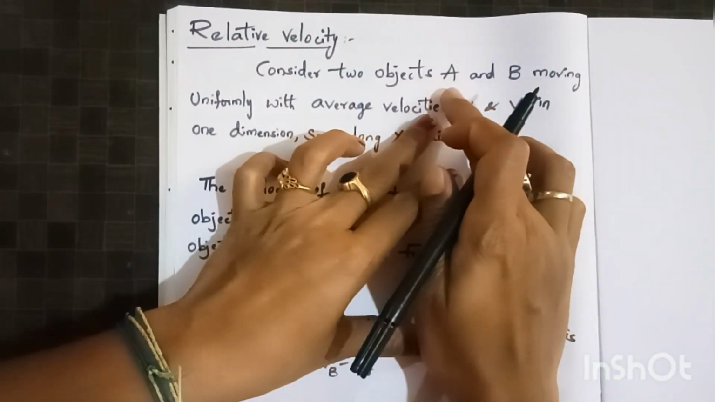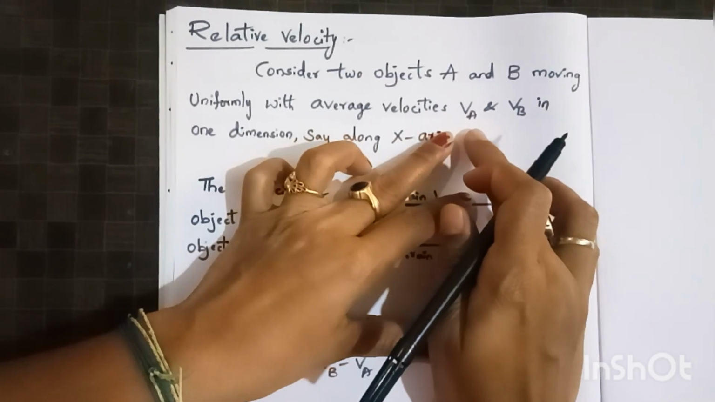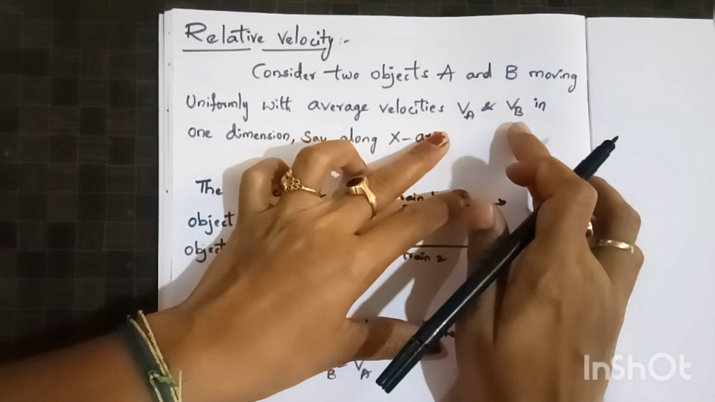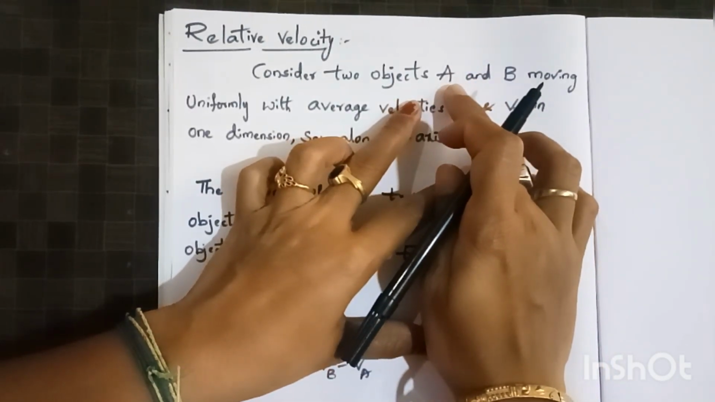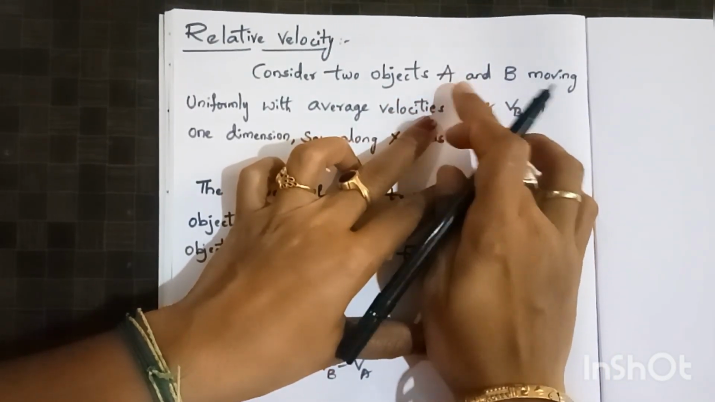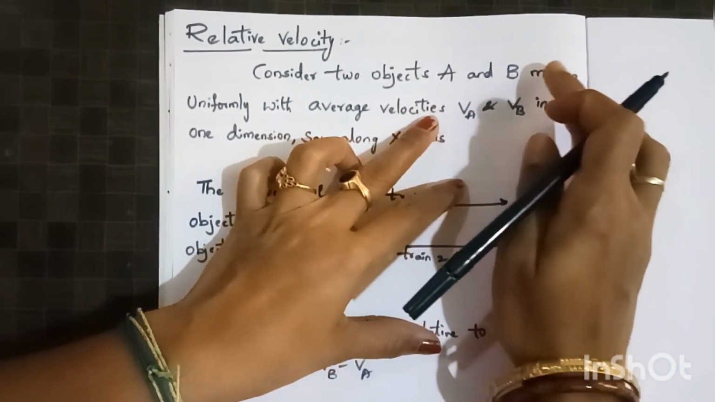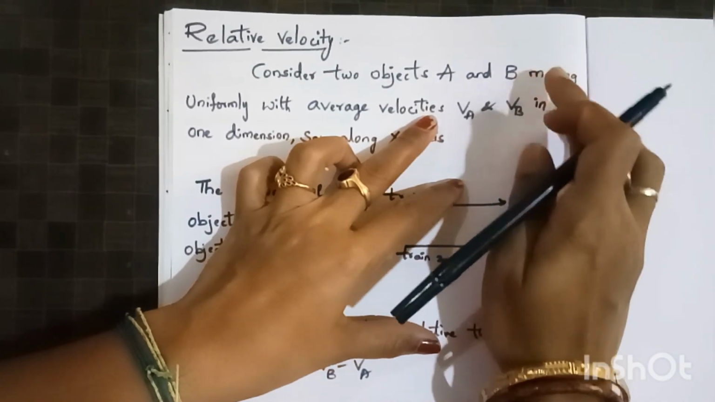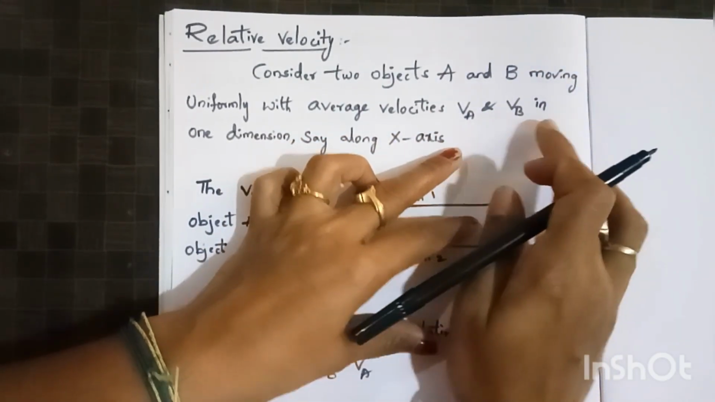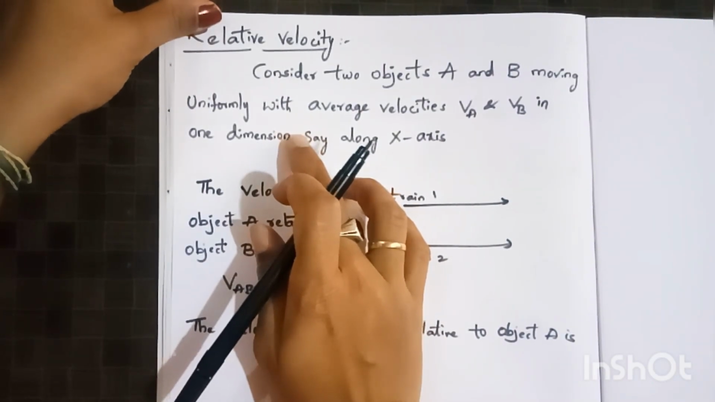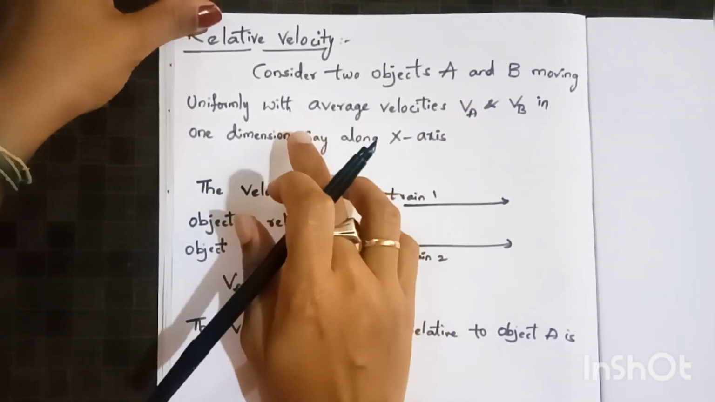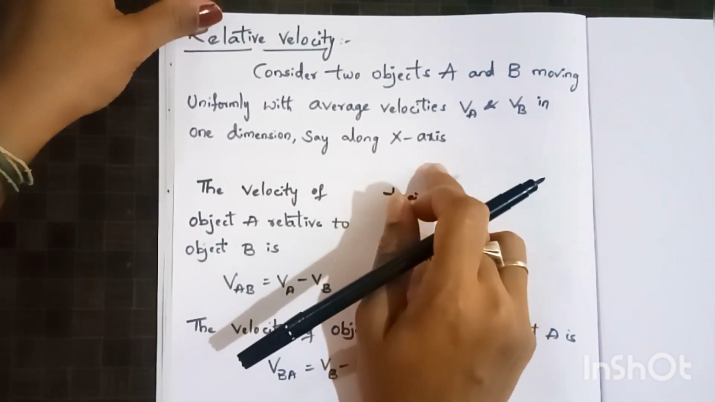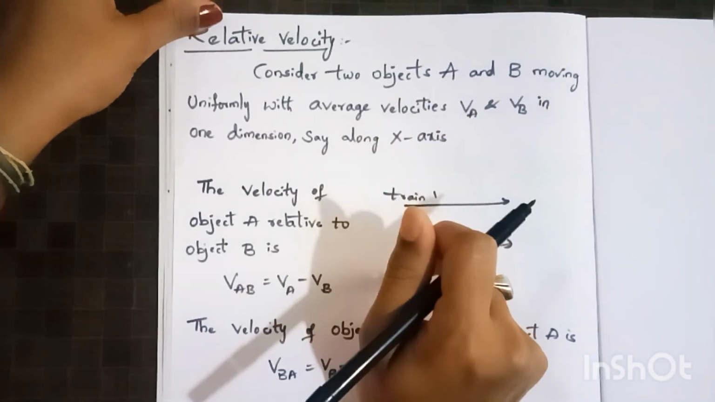The first object is moving with the same average velocity, that is VA, and the second object, that is B, is also moving with the same average velocity, that is VB, in one dimension. One dimension means moving only in one direction, say along the x-axis. Here object A and object B are moving in only one direction.